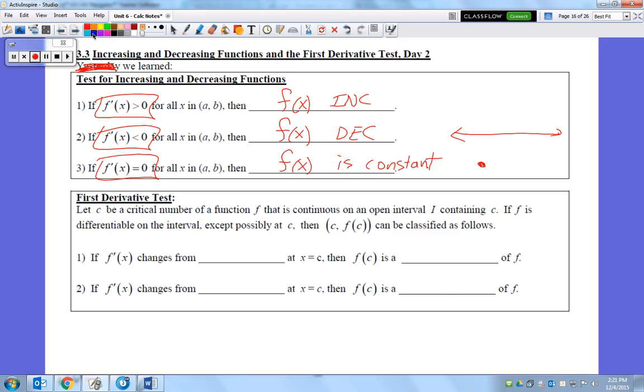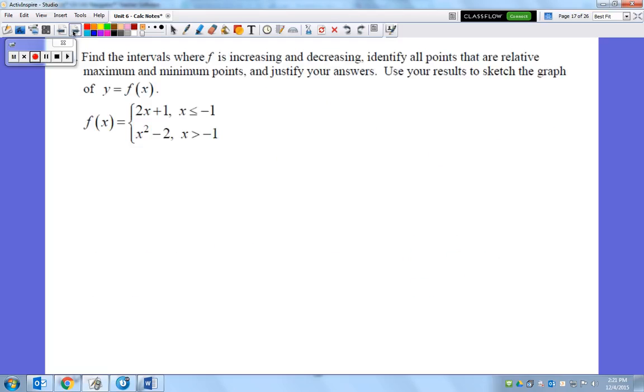If I'm looking at the first derivative test, it changes from positive to negative, or negative to positive, and f of c is a relative max, not just a max, and a relative min. So just a little review. We just did it, so we didn't have to spend too much time on that, thankfully.